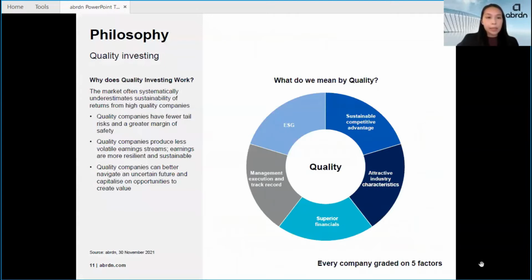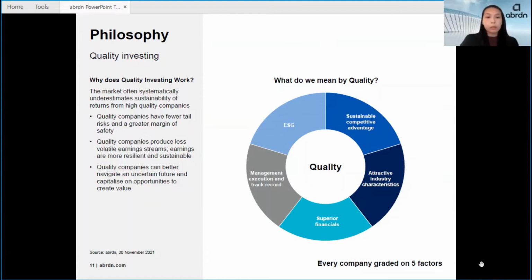On the next slide, slide 11, this is a more detailed explanation of what exactly we mean by quality. First off, quality investing, the reason that we believe that it works is that the market often systematically underestimates the sustainability of returns from high quality companies. High quality companies, we believe, are the ones that have fewer tail risks, a greater margin of safety. They also produce less volatile earning streams, earnings that are more resilient and sustainable, especially in a market such as China. We believe this is very important.